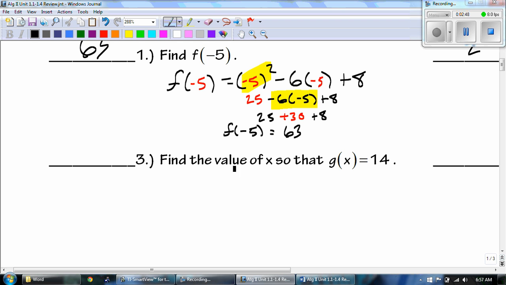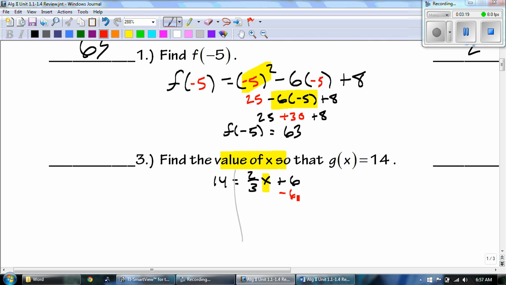Okay, so now it's saying find the value of x. Okay, so I don't know what x is, but I want to know what x is when it equals 14. So that's when we solve. We're going to set the 14 equal to our function g of x, and g of x was 2/3 x plus 6. So now we're going to solve for x.